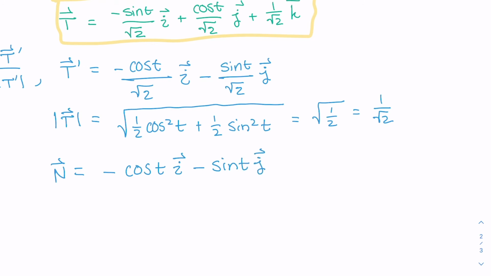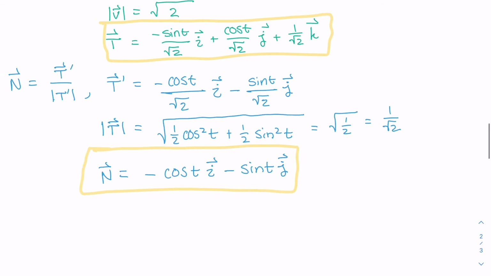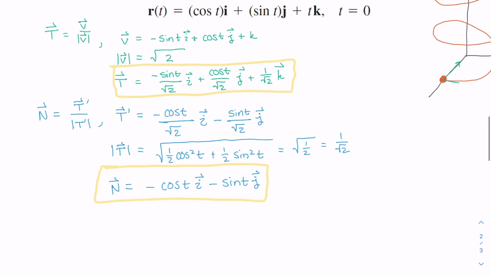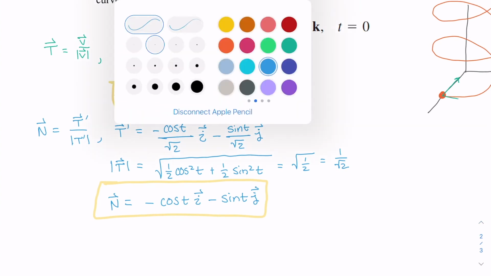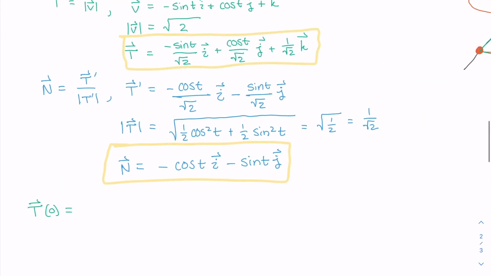Perfect. So there's our normal vector. Now let's evaluate these at the specific point we're trying to find. T evaluated at 0 is going to be negative sine of 0 divided by the square root of 2, so that's just 0, plus cosine of 0, which is 1, divided by the square root of 2, so you get 1 over root 2 in the j direction.